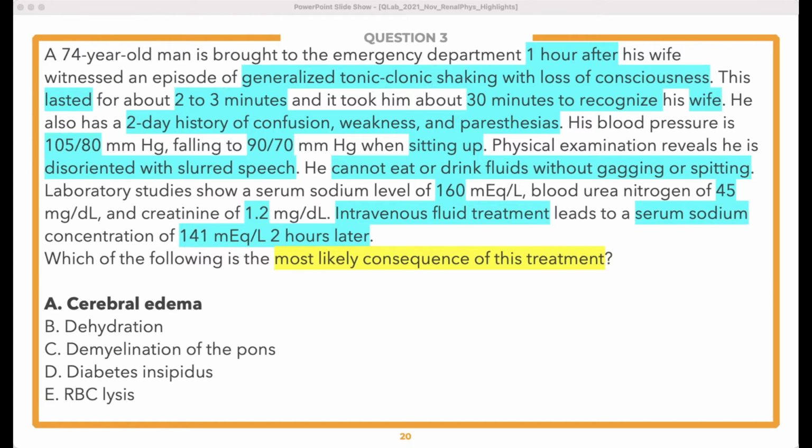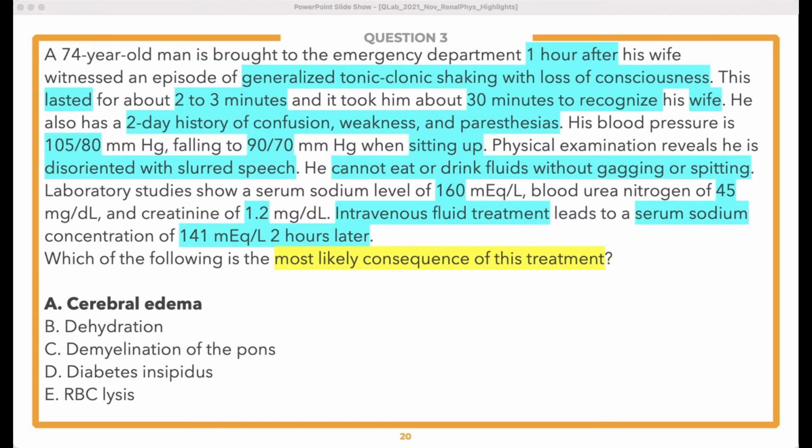So hypernatremia causes hyperosmolarity. It will draw water out of cells into the blood to balance out that osmolality. So water will leave your cells to regulate that osmolality, including the brain tissue. It'll leave that and go into the blood. And because of that, you can get neurologic deficits and signs and symptoms with hypernatremia.